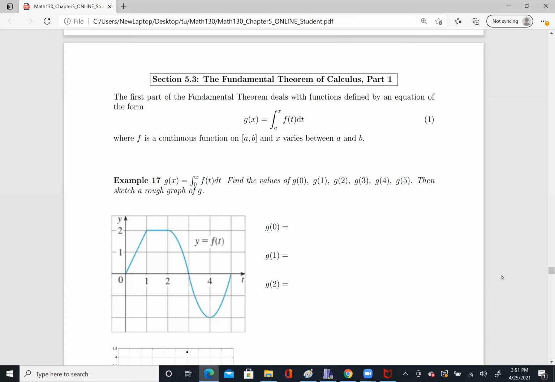Hi class. Today we come to section 5.3, the fundamental theorem of calculus, part 1. Last time we did the fundamental theorem of calculus part 2, but now we come back to part 1.